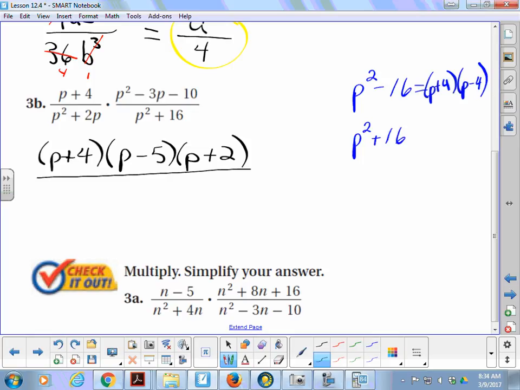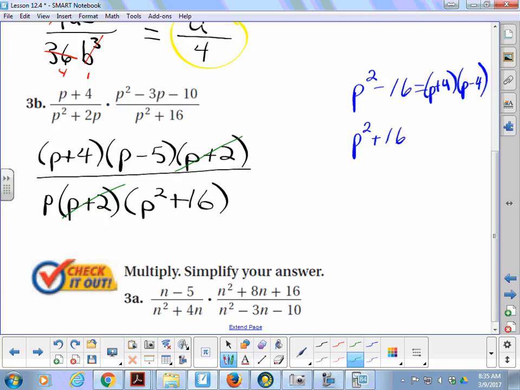All right, here I have two terms, both have a p in them, so I'll take out the p, left with p plus 2. And then the p squared plus 16, it's the sum of two squares, cannot factor that. So there's really not much we can do here. The only thing we can do here is the common factor in both of them of p plus 2.